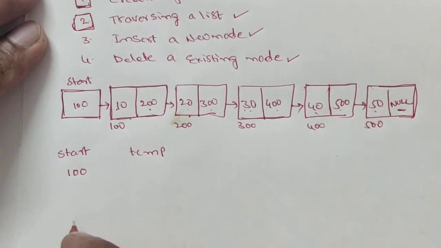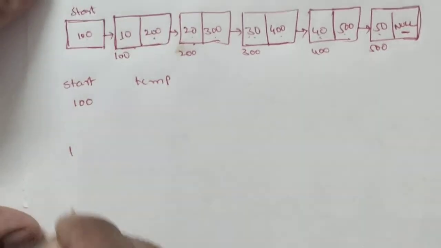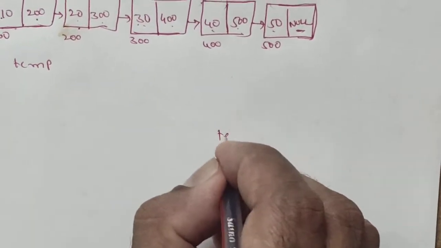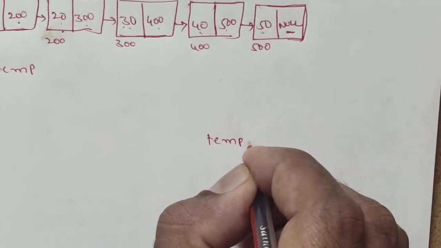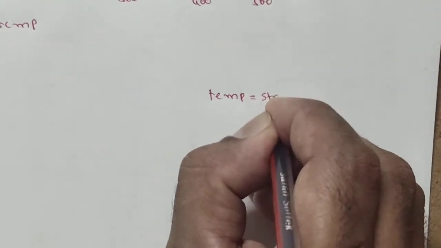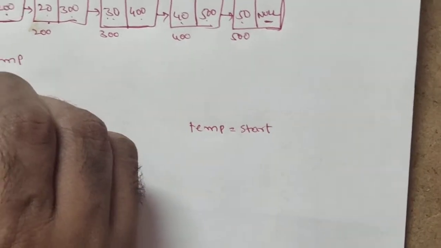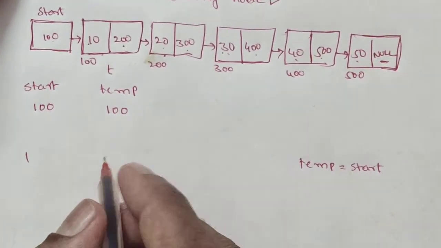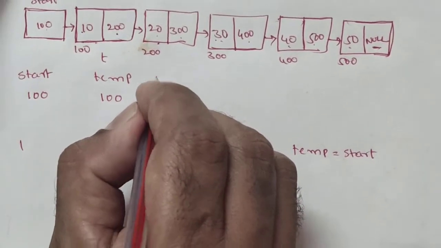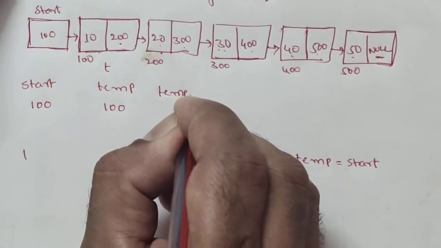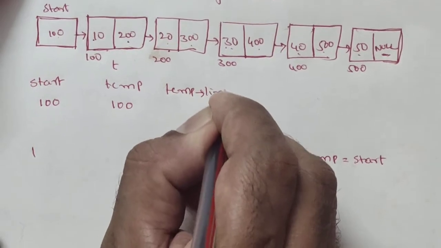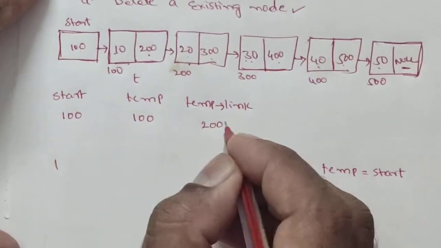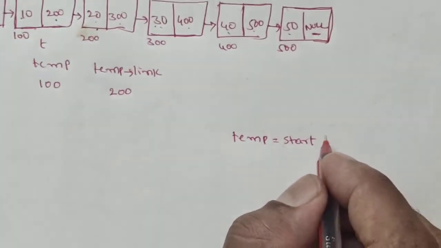So here I am going to write the rough code. Temp equal to start, so temp holds the value 100. That means temp is here. So with temp here, let us consider one more expression, temp link. The temp is 100, the temp link has 200. So hence we move up to the last node.